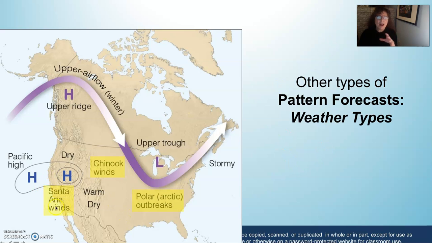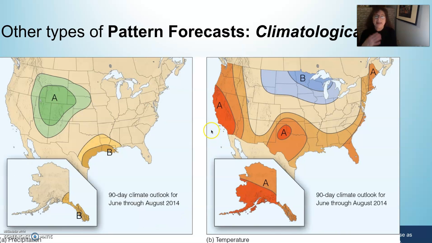In September, you're often thinking about the pattern of Santa Ana winds, Chinook winds around Colorado, and sometimes in September you'll get a real dip in the jet stream. So these are weather types, not specific weather forecasts at all, just very general. And then other patterns that are like weather types are climatological forecasts. A lot of farmers use these.